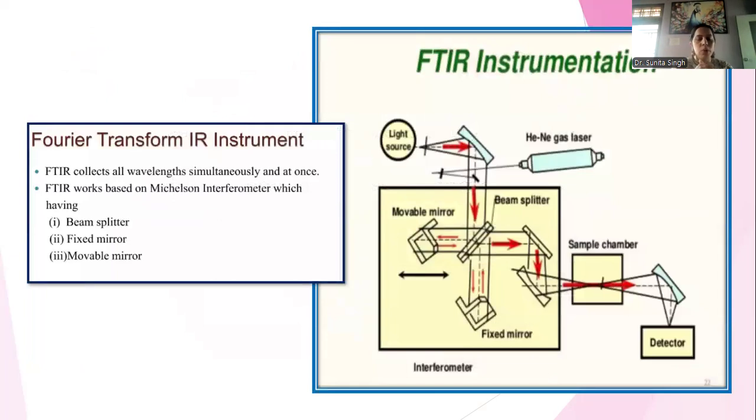This is one more, the FTIR instrument. It collects all wavelengths simultaneously and at once, and it works on a Michelson interferometer, which has a beam splitter, a fixed mirror, and a movable mirror. So basically, I want to give an idea about the instrumentation. I know that it is very difficult to understand these instruments through slides, but still, at least you know how these instruments work.